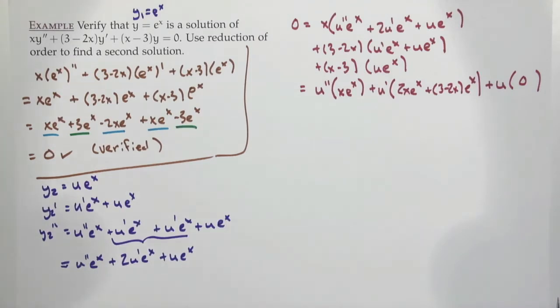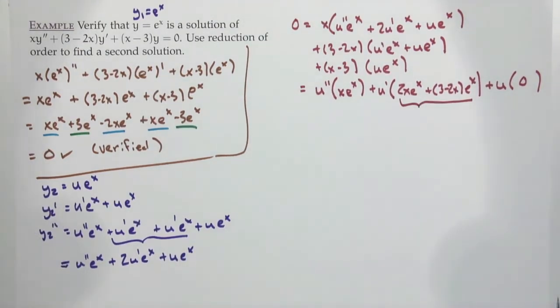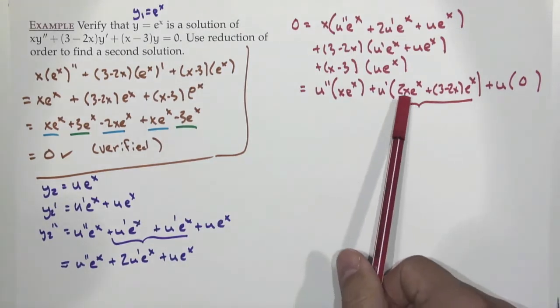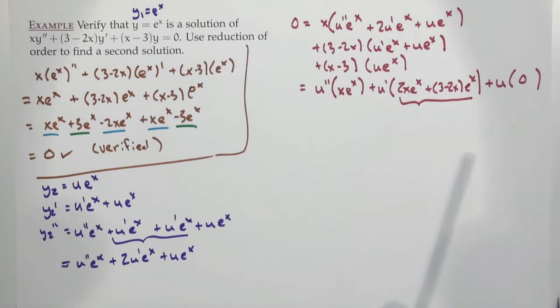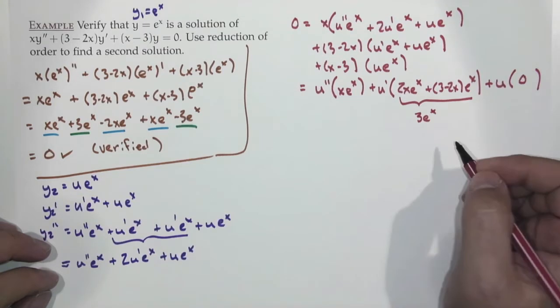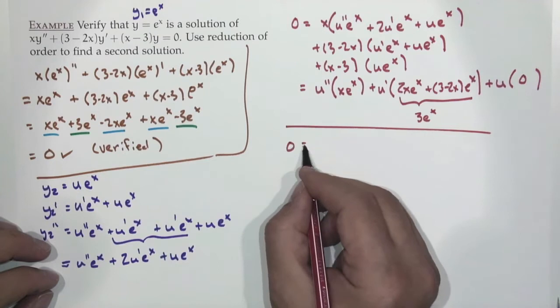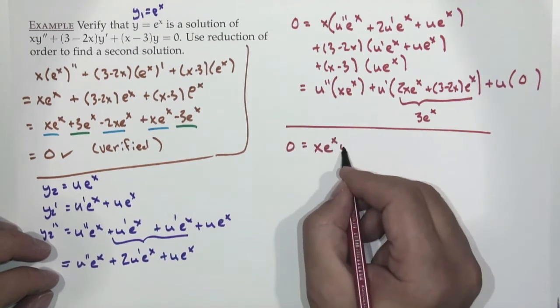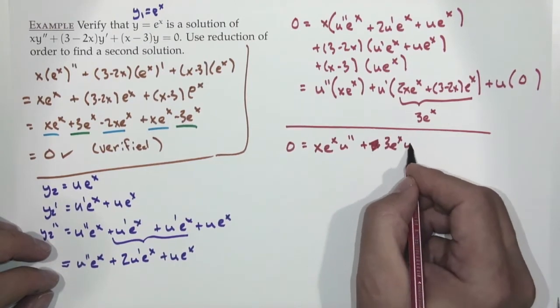All right, so now we have our differential equation. Well, we can always simplify. Does anything simplify here? Yeah, notice that you could, for example, think of pulling out e to the x. You have 2x plus 3 minus 2x. So what does it simplify to? 3e to the x. All right, so we now have that 0 is equal to x e to the x u double prime plus 3e to the x u prime.